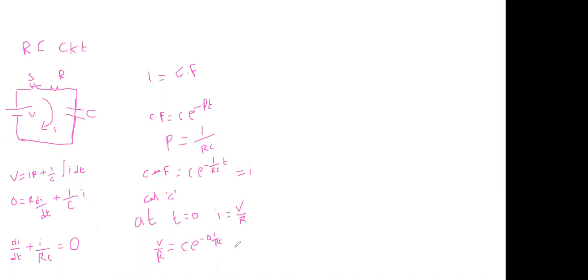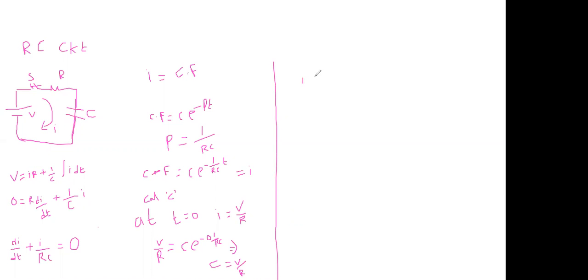So RC, that is equal to, for this case, C equals V by R, since the value of e power 0 is 1. This is the way to calculate the constant C. After calculating C, what next? With the C calculation, we go to the solution of the equation.